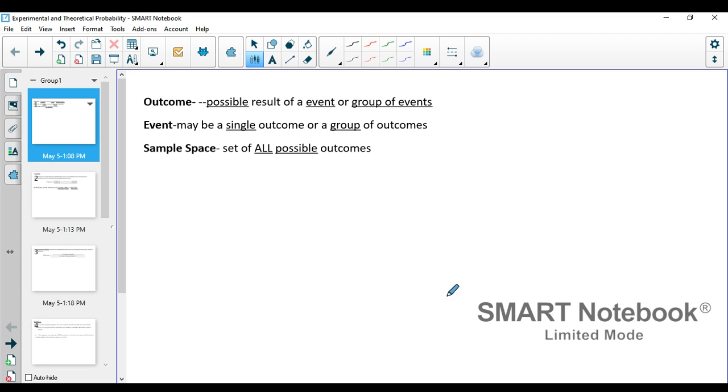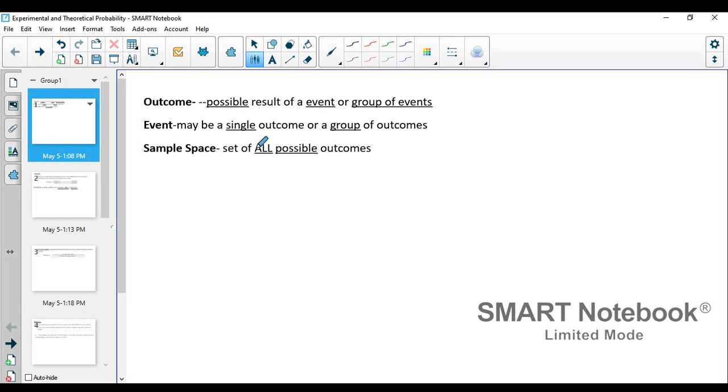All right, so our next chapter is all about probability. It's an extremely short chapter. There's not much we do with it. The first section in this first set of notes is about experimental and theoretical probability.